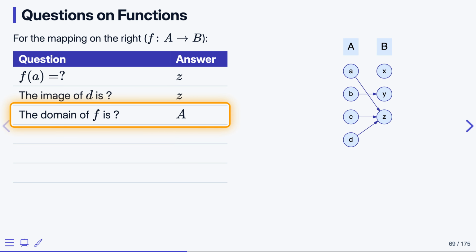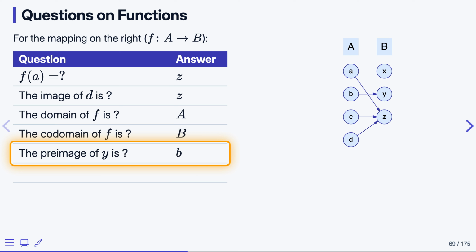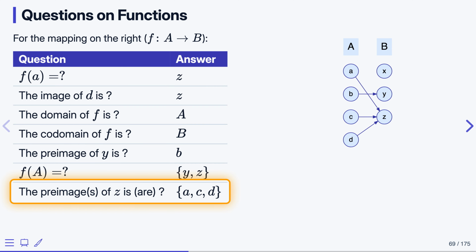What is the domain of f? It is the whole starting set A. What is the codomain? It is the whole target set B. What is the preimage of Y? We ask which element maps to Y, only B does, so the preimage of Y is B. What is f of A, the range? It is the set of all outputs actually used, which is Y and Z. Watch the element X. It is never hit. Finally, what are the preimages of Z? We ask which elements map to Z, that is A, C and D, so the preimages of Z form the set {A, C, D}.